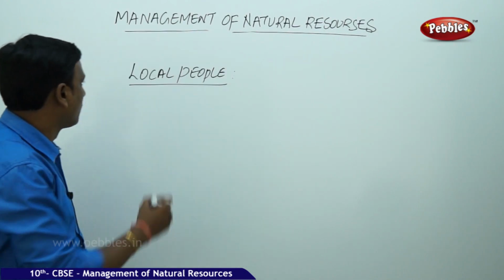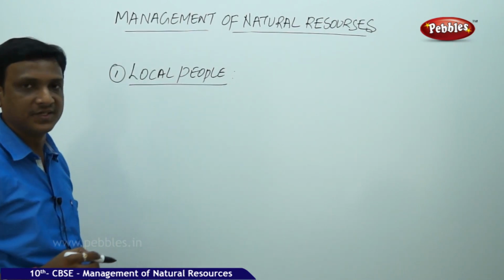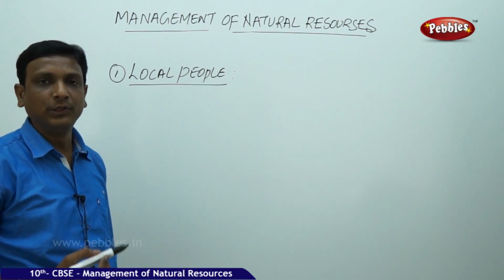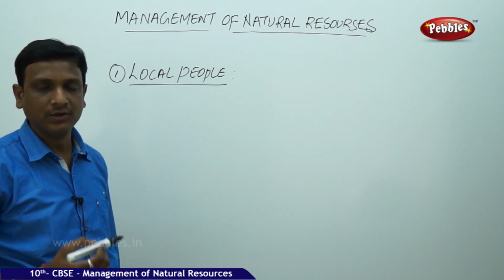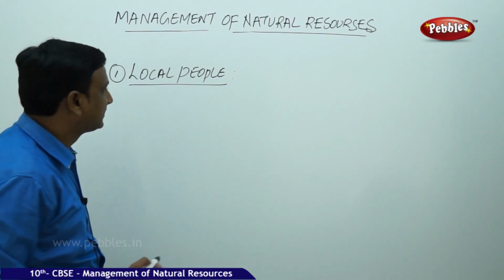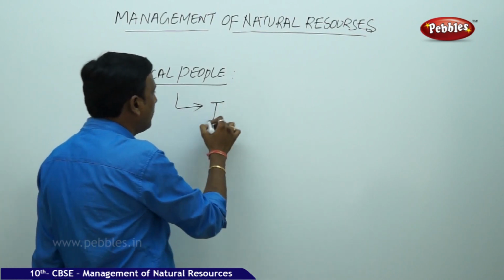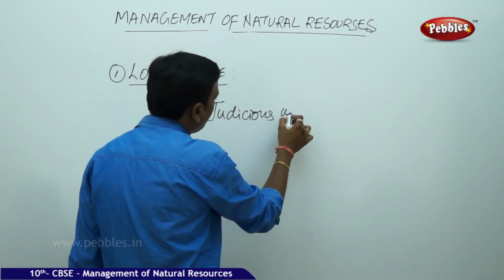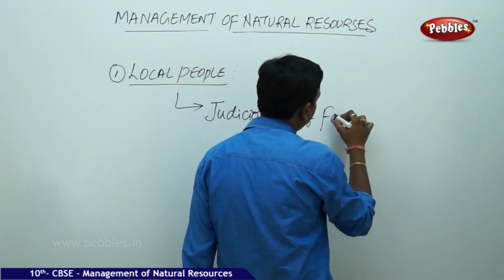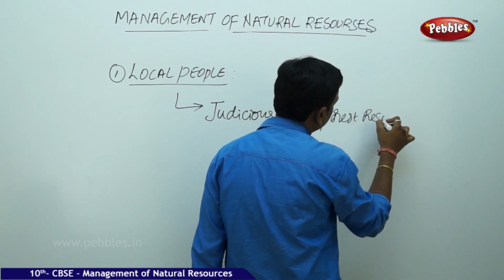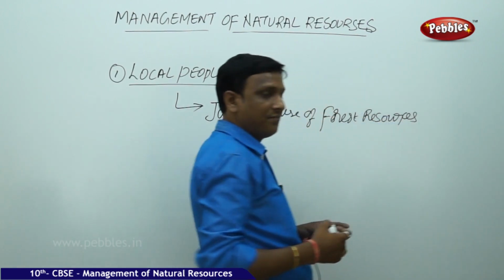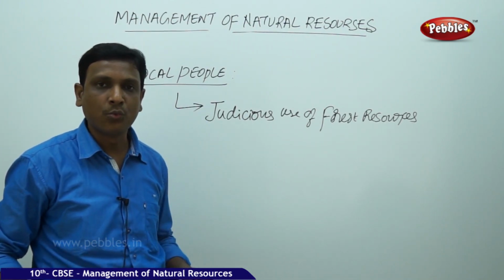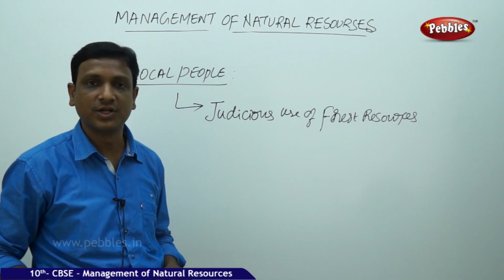So first we are going to talk about the first group, the local people. The local people, in the sense, are mostly the tribals, the people who are living in the forest or close to the forest. In this case, we can find judicious use of forest resources. These people do not cut the trees indiscriminately. They do not want large amounts of wood for construction of houses.